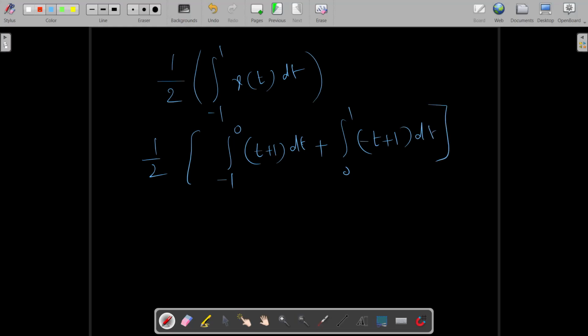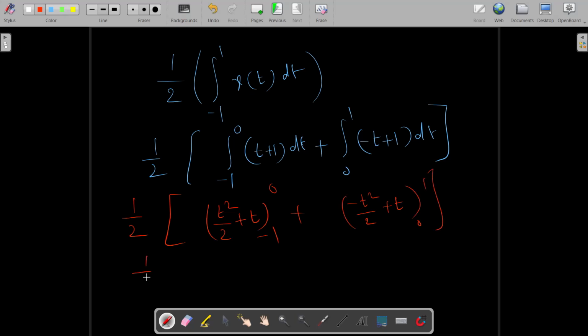So let us take a different color. 1 by 2 is common for both of the terms. So this is going to be t squared by 2 plus t, and the limits are -1 to 0. Similarly, what about this? Minus t squared by 2 plus t, and the limits are from 0 to 1.